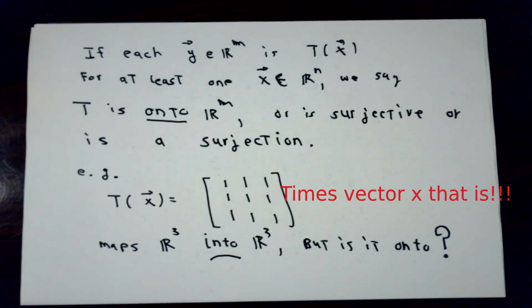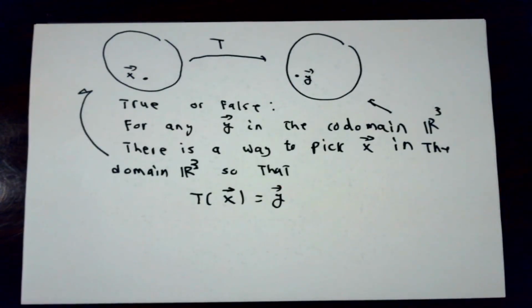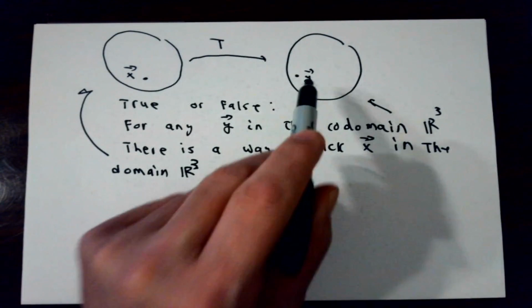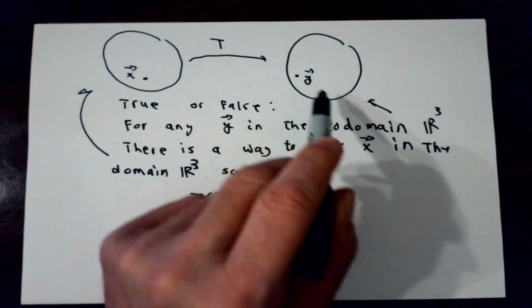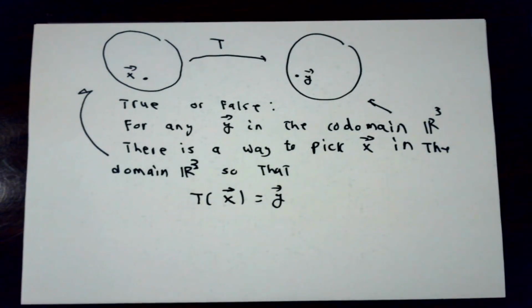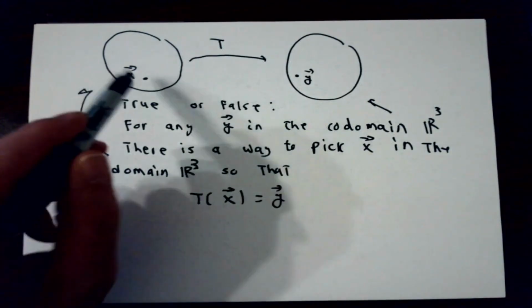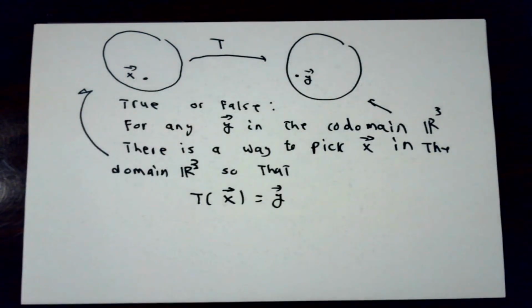For example, I might have my linear function be the matrix of all ones multiplied by vector x. I forgot to write the vector x in. This maps vectors from R3 into R3, but is it onto? Given a vector in the codomain, y, is it true or false that no matter how I pick that y, there's an x to go with it, so that T evaluated at x gives me that y? The answer to this is either yes or no. So let's look into this.